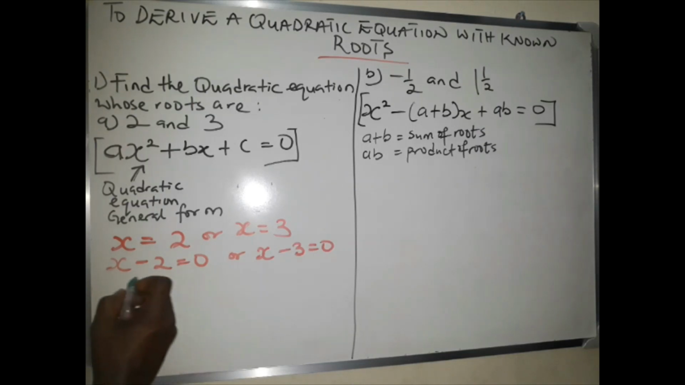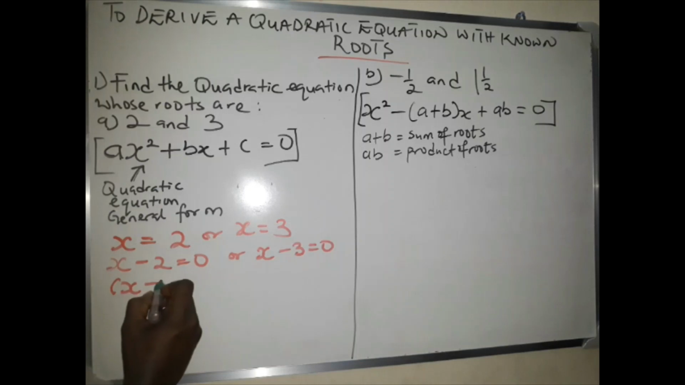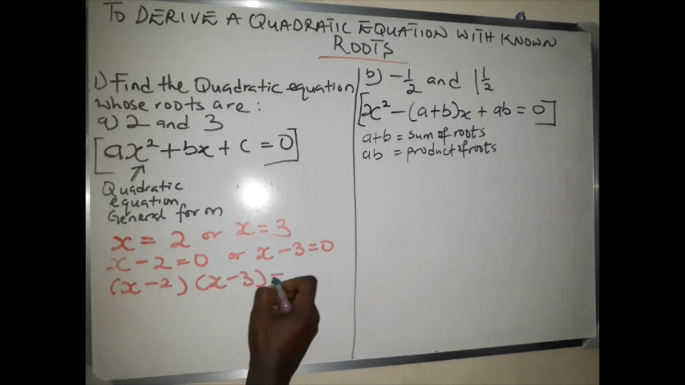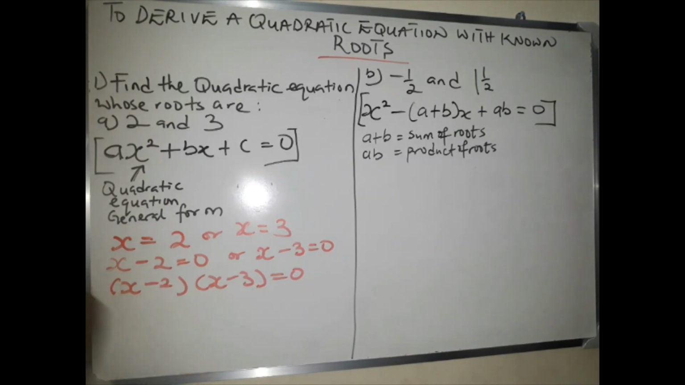Now what do you do? You bring them together, x minus 2 in bracket, x minus 3. And then you expand the brackets. And of course, by now we should know how to expand the brackets. This will multiply everything here, and this will multiply everything here.